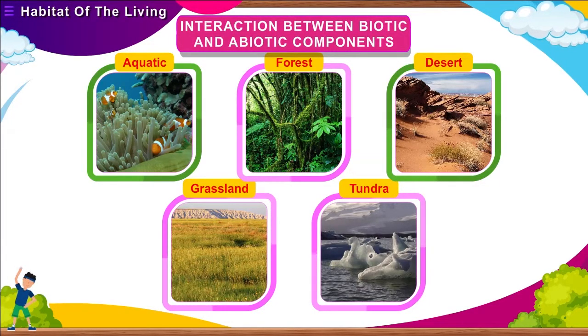A biome is a vast region of Earth's surface with a particular climate, according to which plants and animals are found in it. It includes habitats of various types of organisms dwelling in it. There are 5 biomes, namely aquatic, forest, desert, grassland, and tundra.